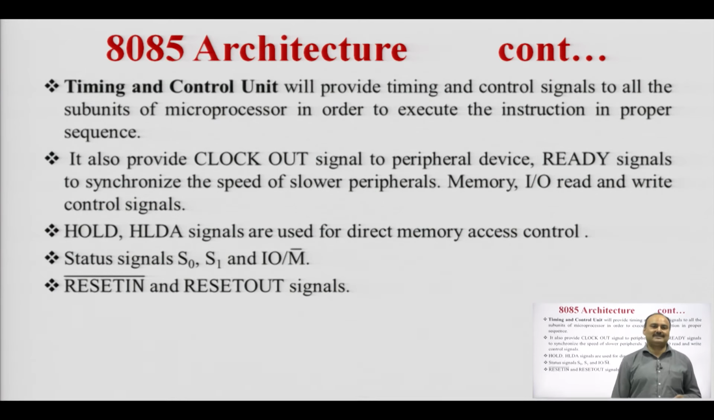It generates active low read and write control signals for read and write operations. For DMA related operations, the timing and control unit will provide HOLD and HLDA signals. To give the status information, the 8085 microprocessor timing and control unit generates the status signals, that is S0, S1 and IO/M. With the help of these, various operations can be performed, that is opcode fetch, memory read, memory write, input output read, and input output write operations.